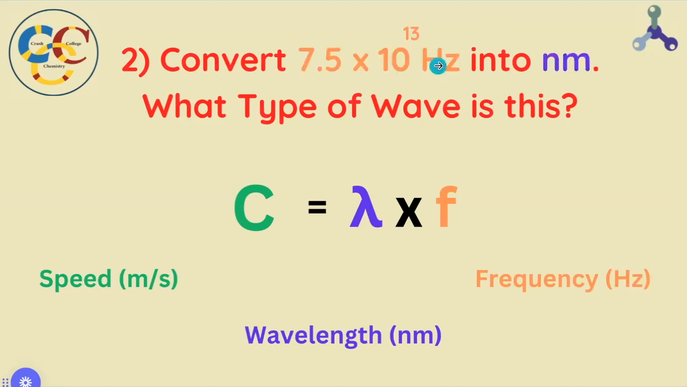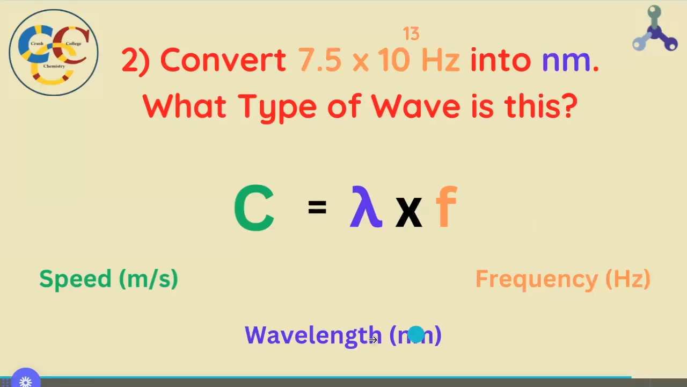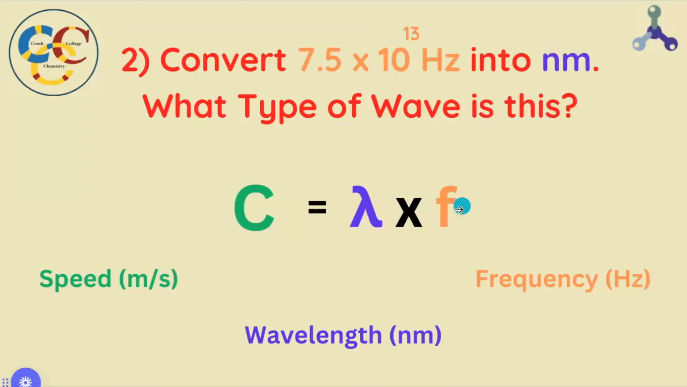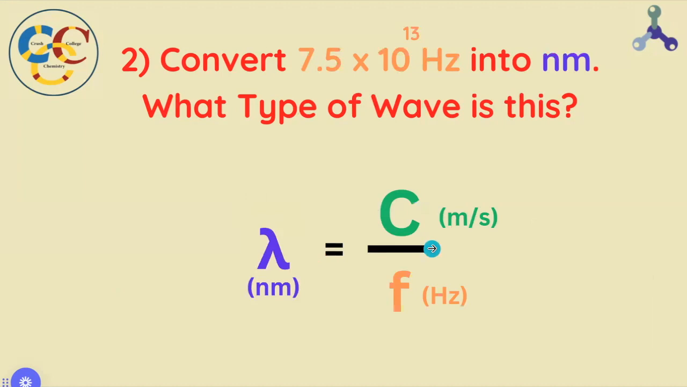We are given a number in hertz, which is the same as seconds inverse. That means that this number is our frequency. And we need to convert this into our number in nanometers. And nanometers is the unit that belongs to wavelength. So in other words, we have to convert our frequency to our wavelength. Thus, we need to rearrange this equation to solve for wavelength.